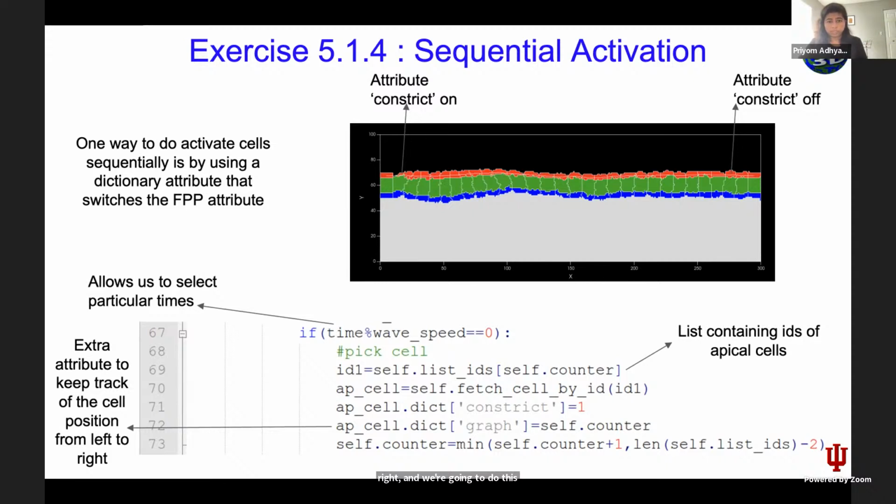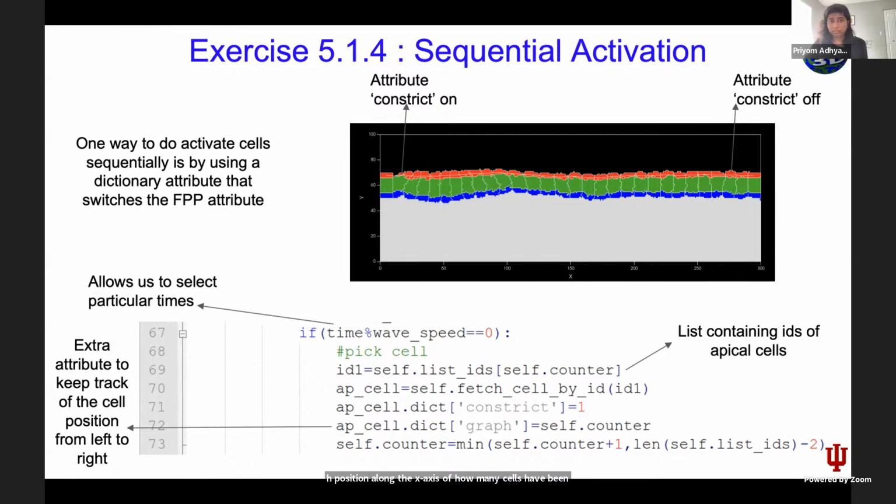So in the Monte Carlo step, what we're doing is we have some attribute of time. We have some attribute that tells us how often we'd like these cells to be activated. And every time we cross that amount of time, we're going to turn the constriction levels on. We can also alternatively keep track of where that wave is at any moment in time. So we could basically use the attribute called graph here, which marks the position along the x-axis of how many cells have been passed by this wave.